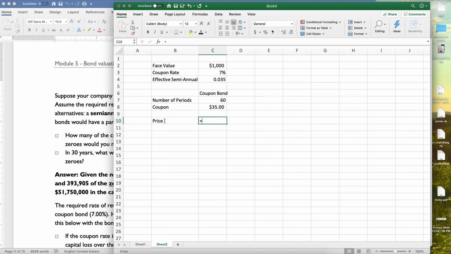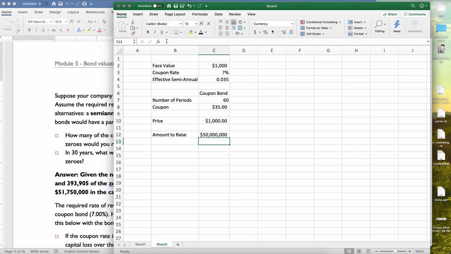So the only thing I have to do here is get the price, which is going to be PV. The rate is that. The number of periods is that. The coupon payment is that. And the future value is 1,000. I'm going to make this a positive price because it's an inflow for us. Amount to raise is going to be 50 million. So we raise 1,000 for each of these bonds that we sell. The amount to raise is 50,000, so the number of bonds is going to equal that divided by that, and it's going to give us 50,000 bonds.